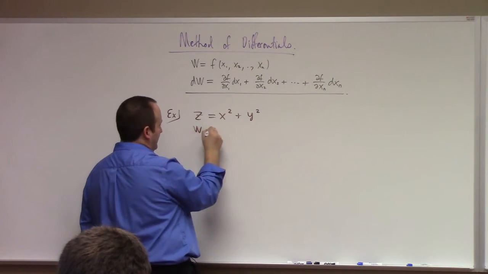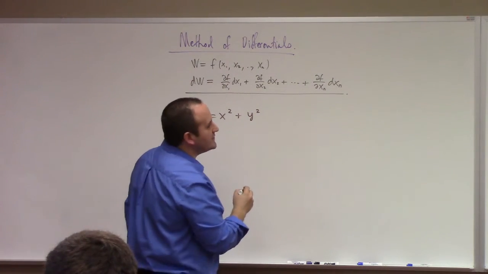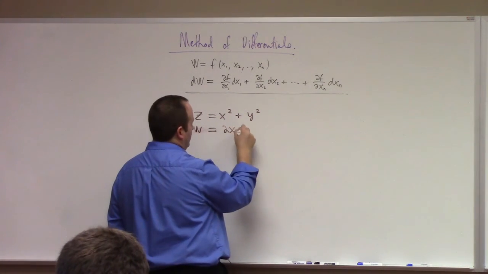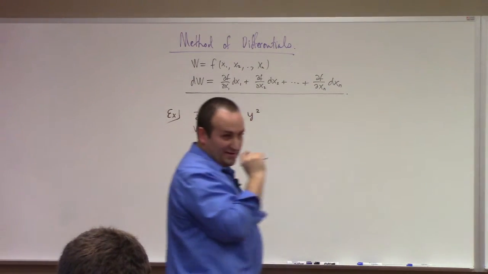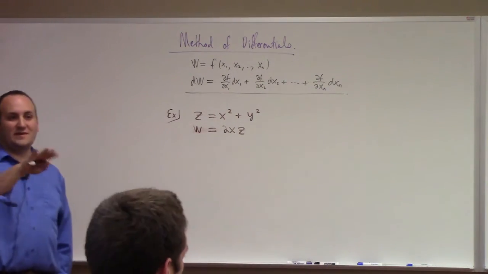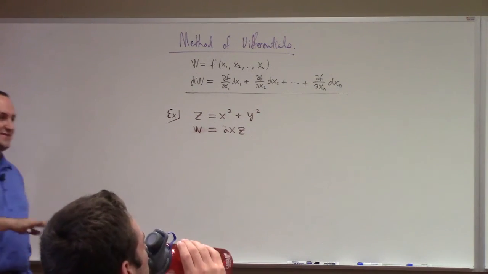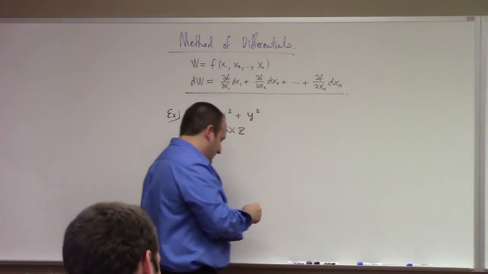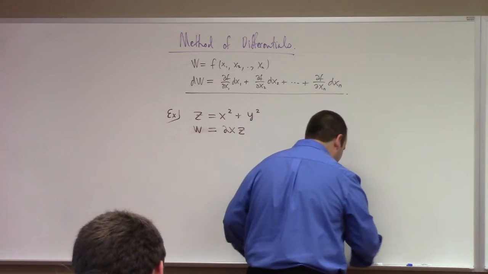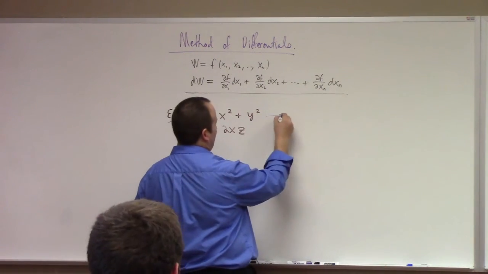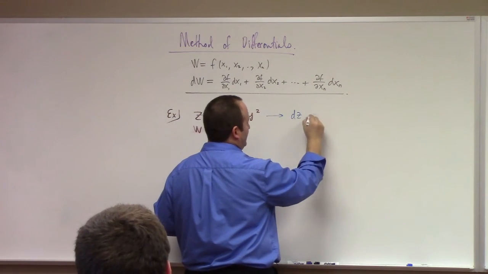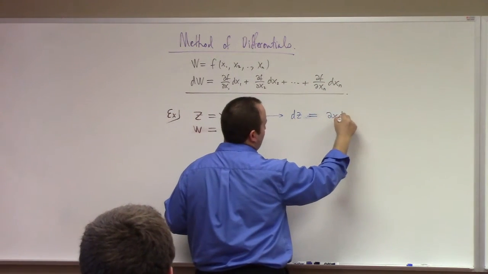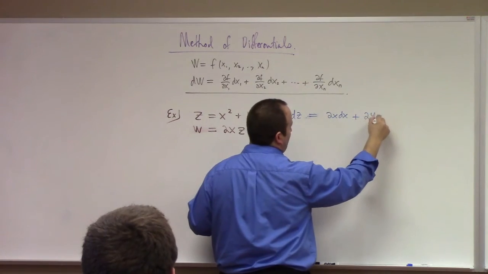W, 2xz. So the deal is this. You take the equations that you start with, right? And you just formally differentiate them. You take the total differential. This gives you a linearized equation for the differentials. So like this, the differential, this gives me dz equals to what? 2x dx plus 2y dy.